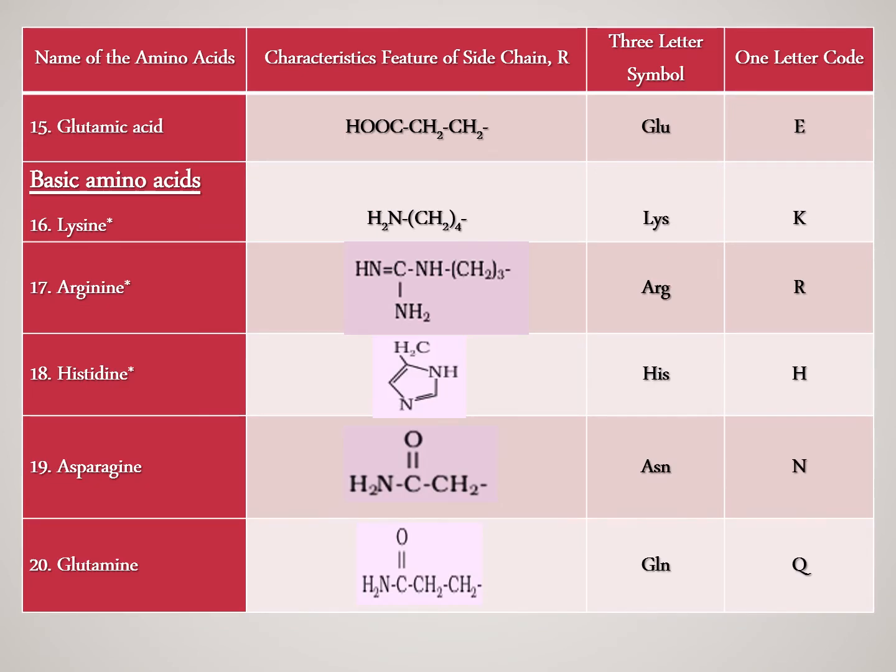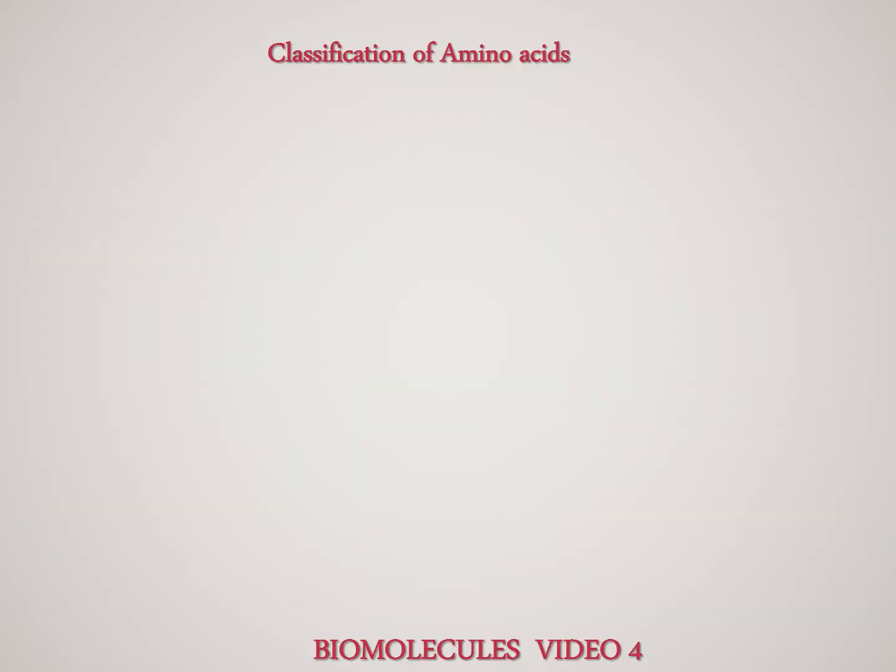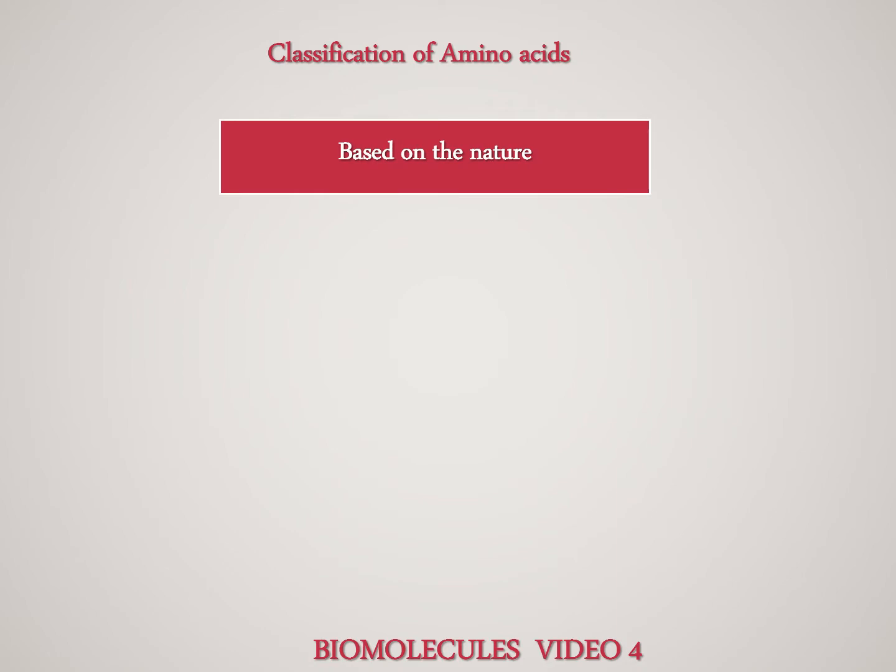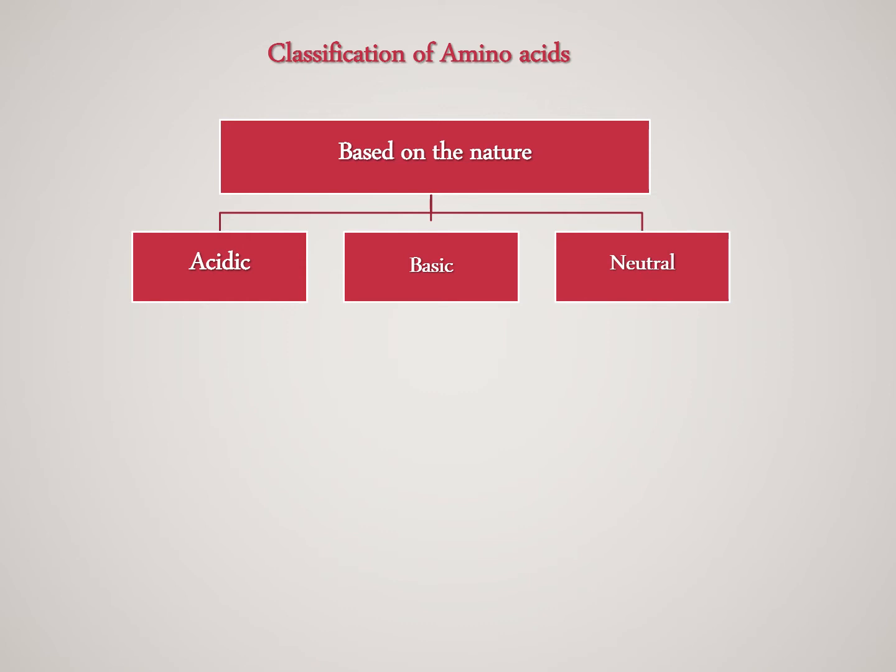This is some of the other list of amino acids which we are having. So altogether there are 20 amino acids which are found to be the constituents of protein. Now let us proceed towards the classification of amino acids. This is based on their nature. So based on the nature, the amino acids are classified as acidic, basic and neutral.